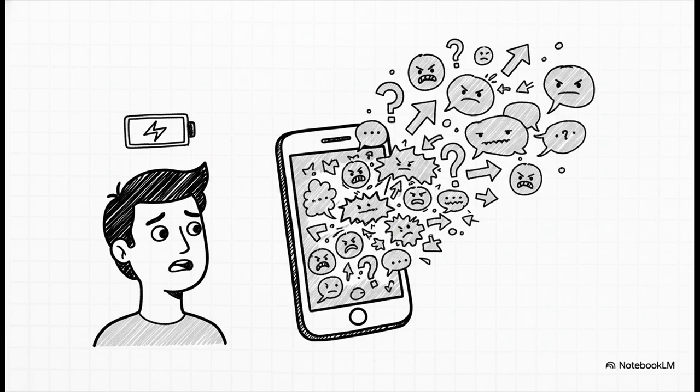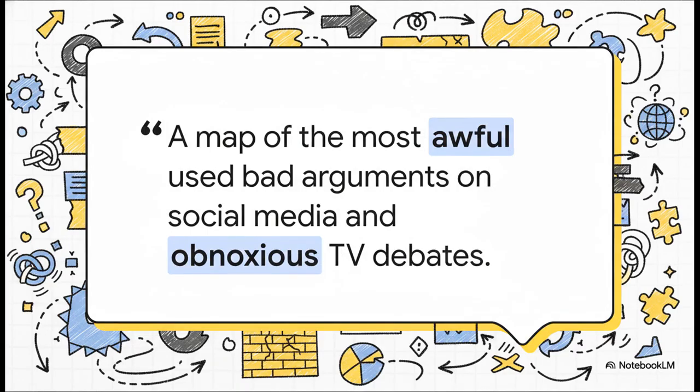You know that feeling, right? You're just scrolling online or maybe watching some debate on TV and you just get tired. It feels like you're drowning in this sea of people just yelling at each other, but nobody's really making a solid point. It's just exhausting. The source material for this explainer puts it perfectly. It calls this a map for all those awful arguments. And that's such a great way to think about it, because this chaos, it's not totally random. There are patterns to bad reasoning, and once you have the map, you're a lot less likely to get lost.